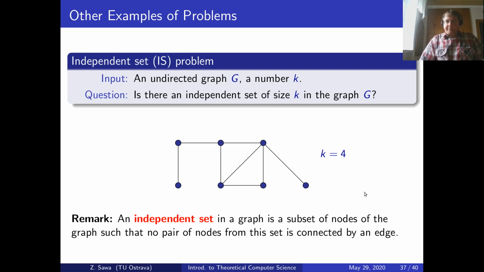An independent set in a graph is a set of nodes such that no pair of nodes in this set is connected by an edge. For example, in this particular graph, the answer is yes, because there exists this independent set of size 4. So we have these 4 nodes, where none of these selected nodes are connected by an edge with another selected node.